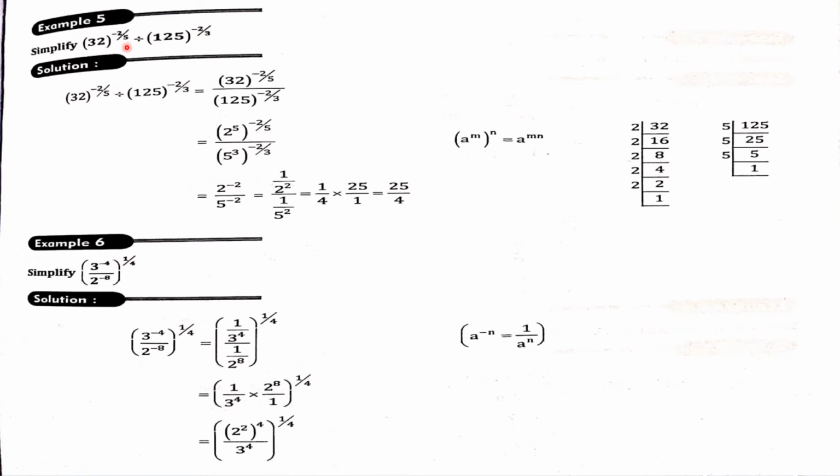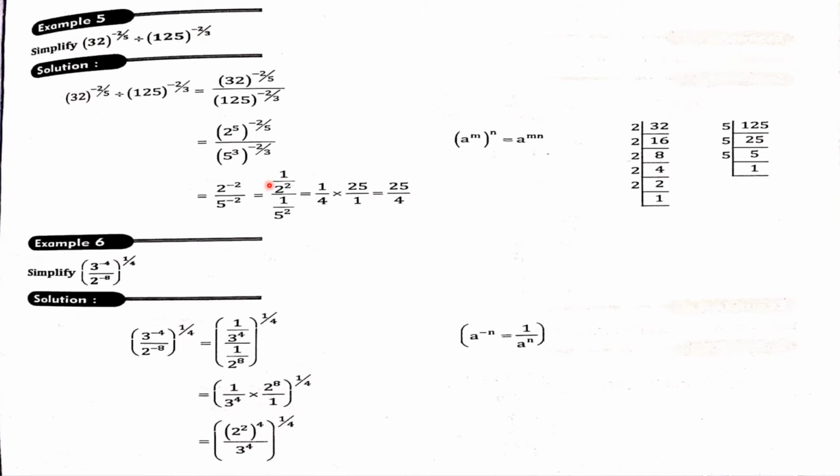Next problem. 32 to the power minus 2 by 5 divided by 125 to the power minus 2 by 3. Once again the same rule. So 32 can be written as 2 to the power 5, to the power minus 2 by 5. 125 can be written as 5 power 3, to the power minus 2 by 3. So the same terms will get cancelled. 5 and 5 will get cancelled. 3 and 3 will get cancelled. You are remaining with 2 power minus 2 and 5 power minus 2.